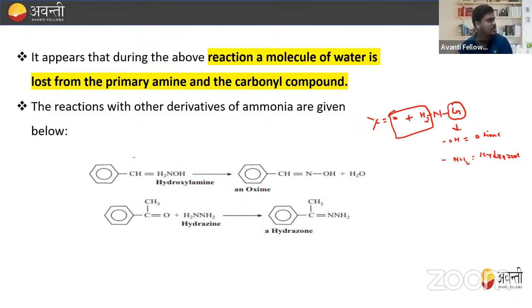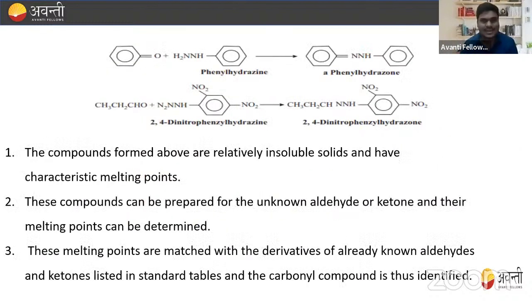So hydroxylamine gives oxime, and hydrazine, the hydrazone will be formed. Similarly, phenylhydrazine, because here H2 is removed, we're using NNH and this whole benzene group. So this is known as phenylhydrazine. So we'll get the phenylhydrazone. Similarly, we have 2,4-dinitrophenylhydrazine, also known as 2,4-DNP, right? So 2,4-DNP. So we'll get this thing also, right? So I hope this is clear to you. Right. So this is how you will get this compound.